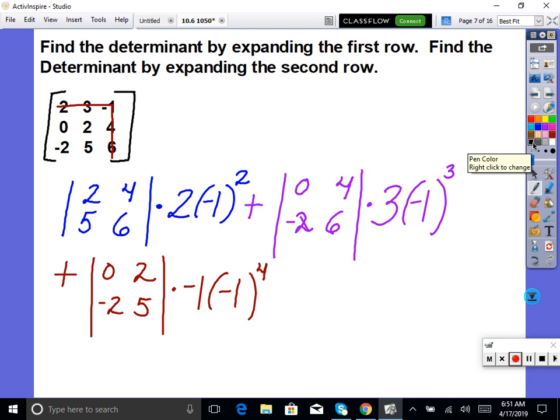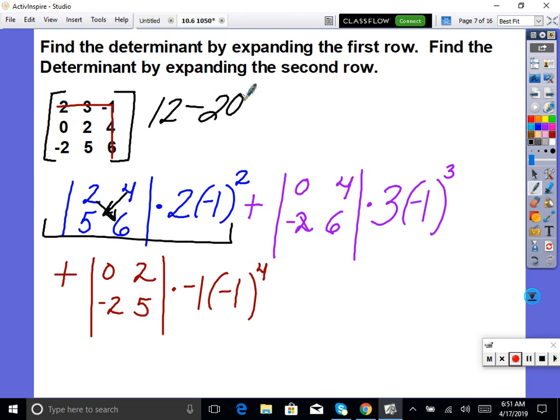So we're going to have 12. So I'm going to do this portion right here. So we have 12 minus 20. Isn't that how you find the determinant? Then we're timesing that to 2. So wouldn't that be negative 8 times 2? Negative 16. Now I've taken care of that.